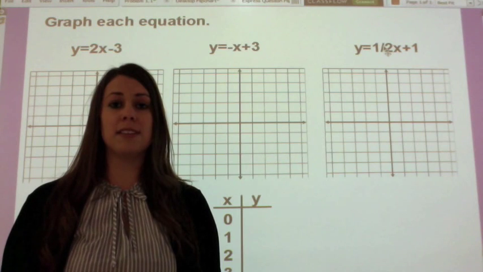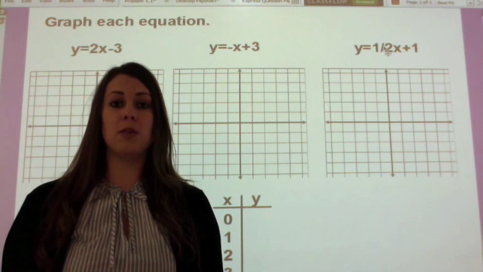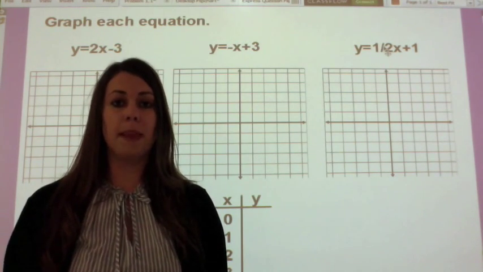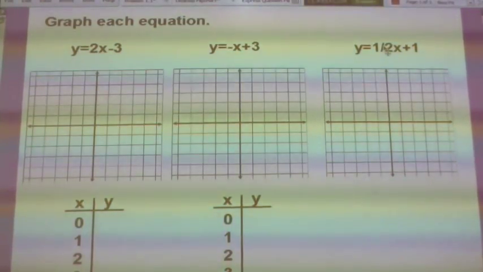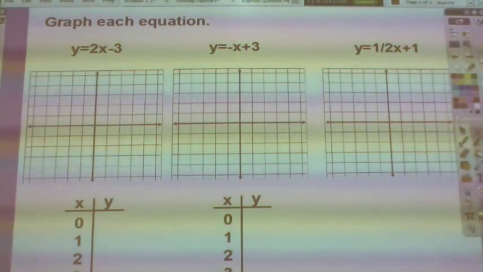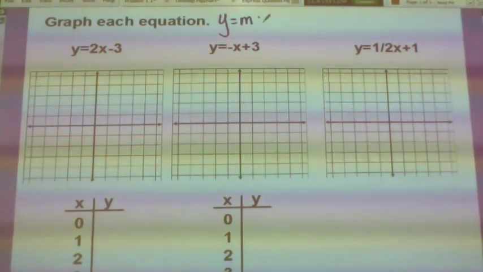Today I'm going to show you how to graph linear equations two different ways. The first way is by knowing the formula for the standard equation of a line, which is y equals mx plus b. So what is the m and what is the b? Let's go ahead and write down the standard equation of a line.